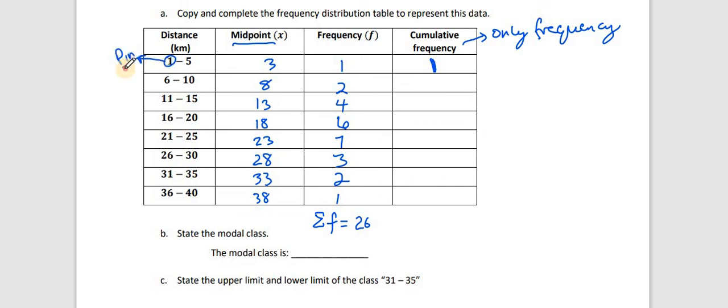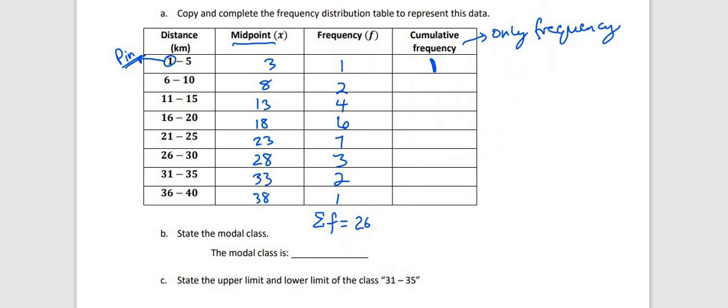You know, pin. If you have a YouTube channel and you pin a comment, that comment remains at the top. So we're pinning this 1 right here. With the cumulative frequency, we're going to pin this lower limit in the first class, and then we're going to keep on adjusting the upper limit. Let me explain that.